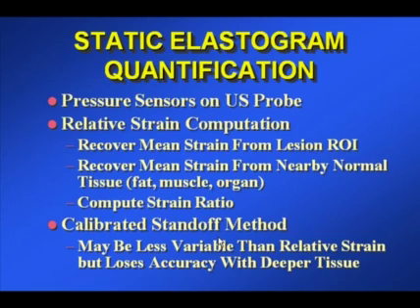you can compute the actual stiffness of the material. Another way is to do a relative strain computation, in other words, a strain index, where you calculate the strain from a lesion by drawing a region of interest in the lesion, take the mean strain from a nearby normal structure such as fat tissue or the surrounding organ and compute a strain ratio. And finally, the third method would be to use a calibrated standoff pad where you put a standoff pad of known stiffness between the ultrasound probe and the tissue being examined and use that to compute your strain ratio.